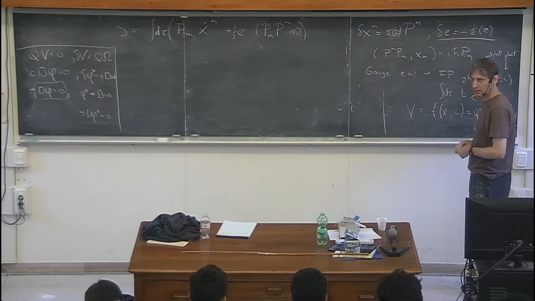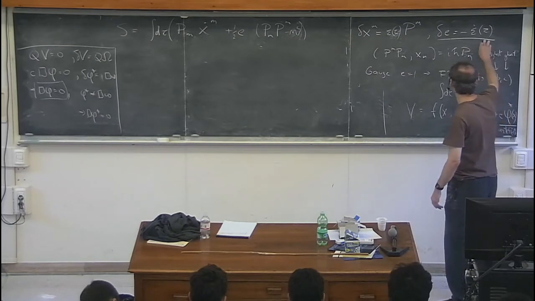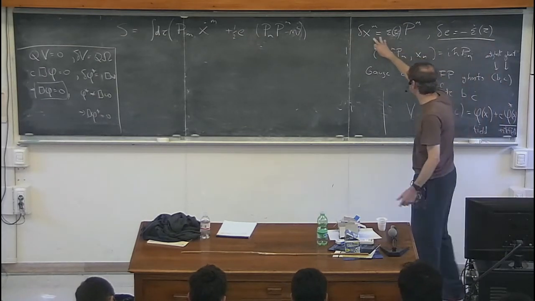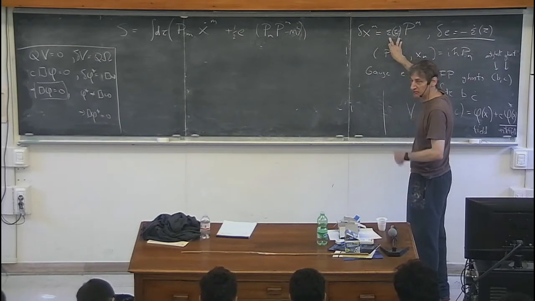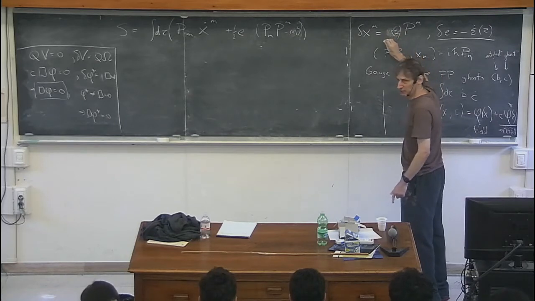Or you want to know why? So let's look at the transformation. So what's the BRST procedure? The BRST procedure is you have the gauge parameter and you replace it by the ghost. So have you seen BRST before?